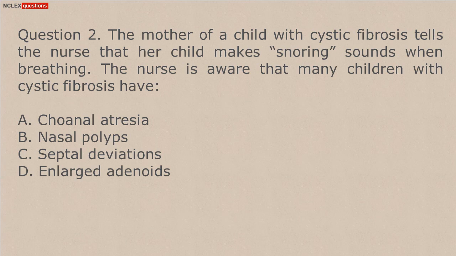Question 2. The mother of a child with cystic fibrosis tells the nurse that her child makes snoring sounds when breathing. The nurse is aware that many children with cystic fibrosis have: A. choanal atresia. B. Nasal polyps. C. Septal deviations. D. Enlarged adenoids.